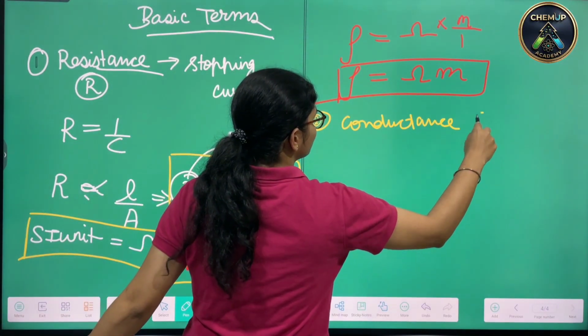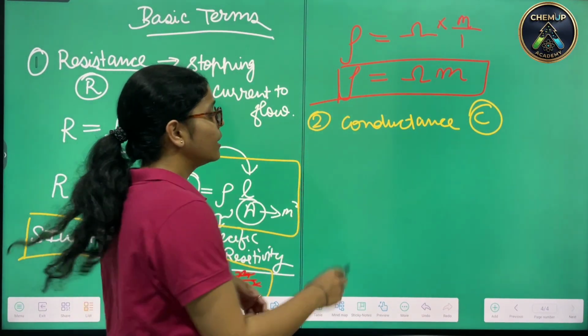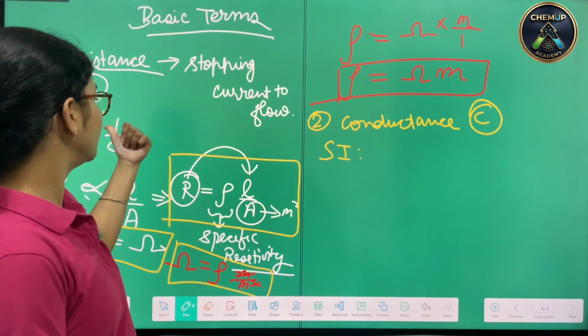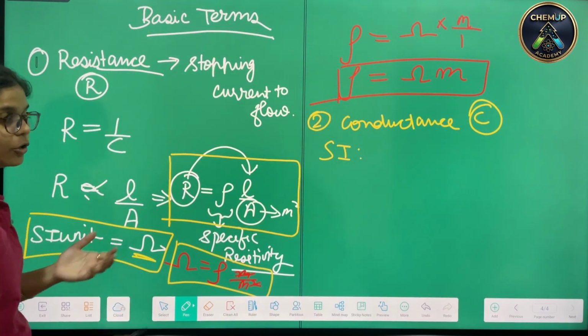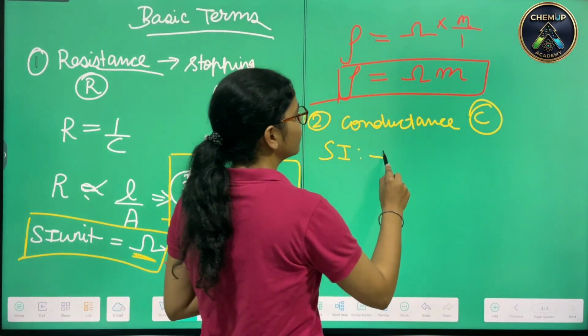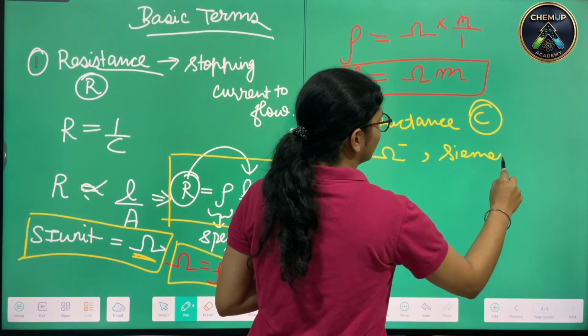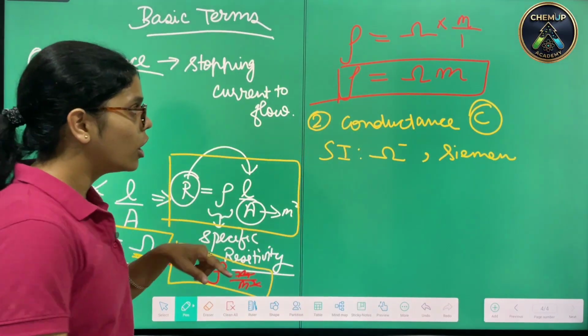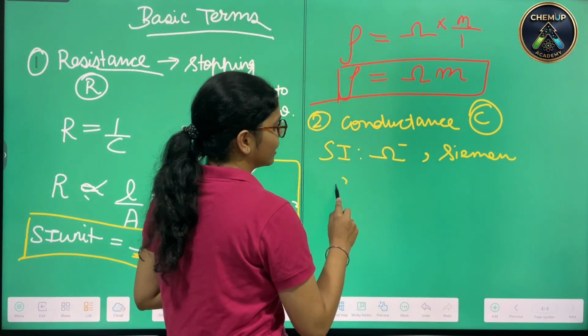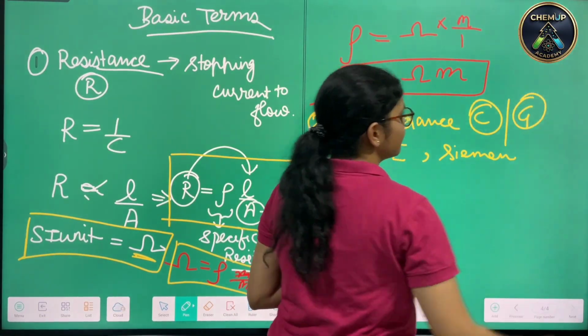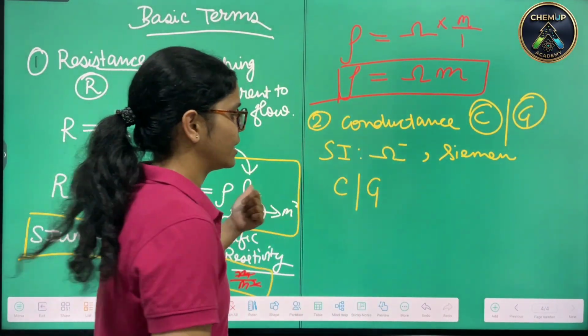When we talk in terms of conductance, C would be referring, and the SI unit, what was it, ohm. It is the inverse of ohm, ohm inverse, and we can say siemens. These could be the units. Also, conductance could be represented as G as well. Sometimes it would be written as G, so you can mention it as G as well.